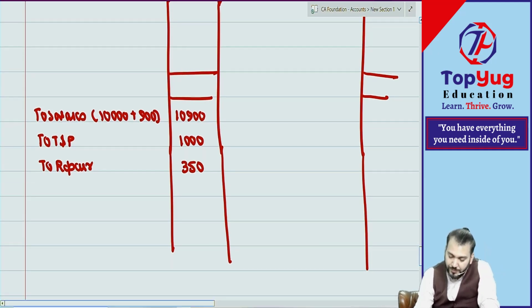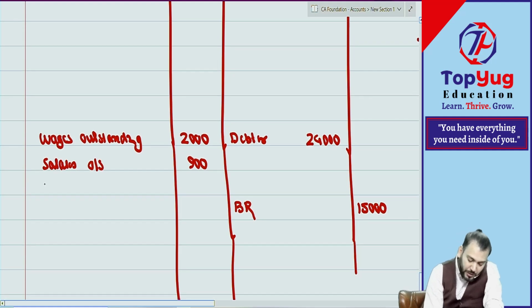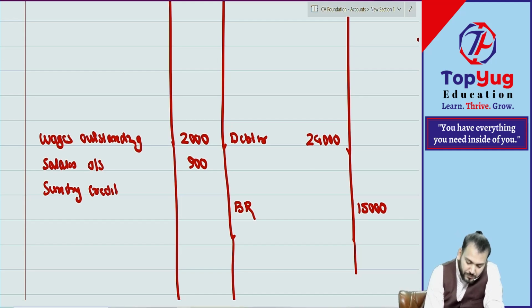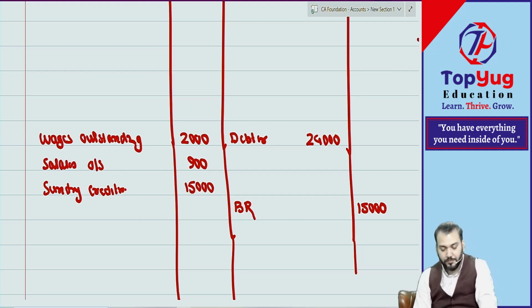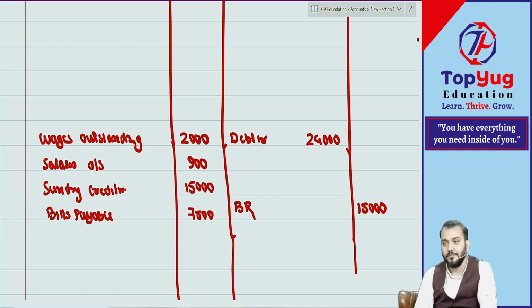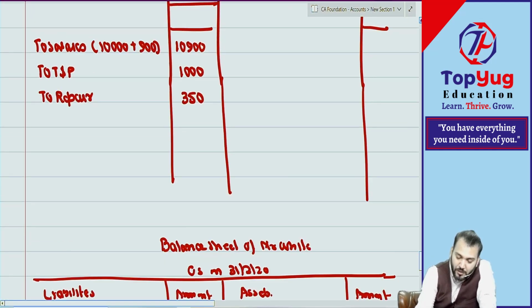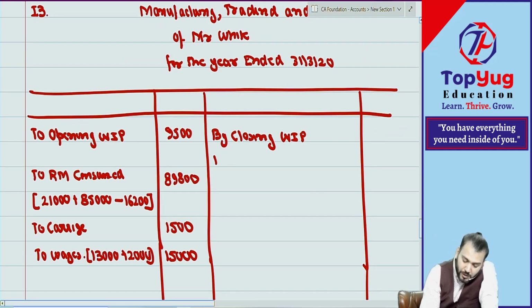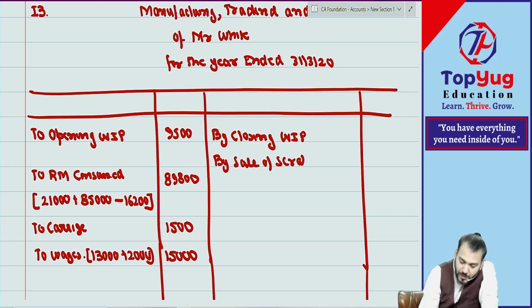Then what? Sundry creditor will go where? Balance sheet. Write down sundry creditor. 15,000. Then what? Bills payable will go where? Bills payable. How much? 7,500. Then tell me, sale of scrap will go where? Manufacturing account. I'll give a note for this. Sale of scrap. How much?